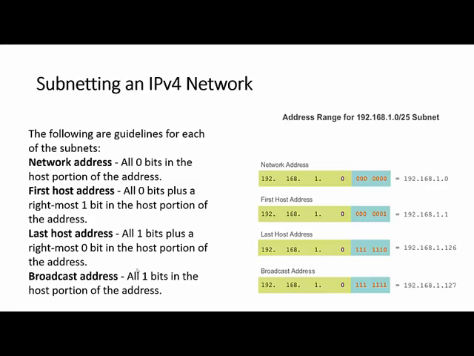These are the guidelines for each of the subnets. The network address is the one with all 0 bits in the host portion of the address. Here, the blue one. The first host address is the one with all 0 bits plus a rightmost 1 in the host portion of the address. The last address is the one with all 1s plus a rightmost 0, and the broadcast address is the one with all 1 bits in the host portion.